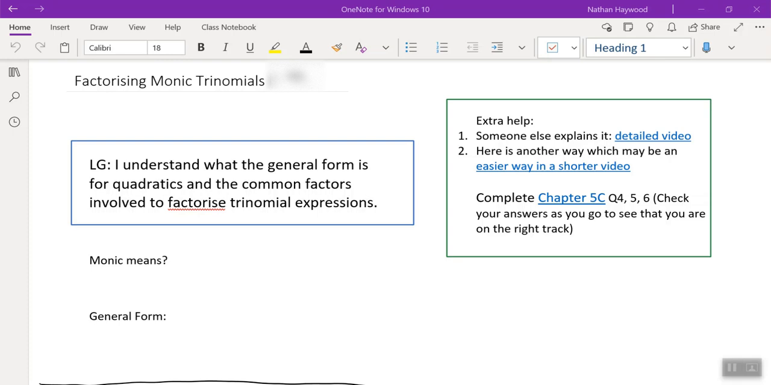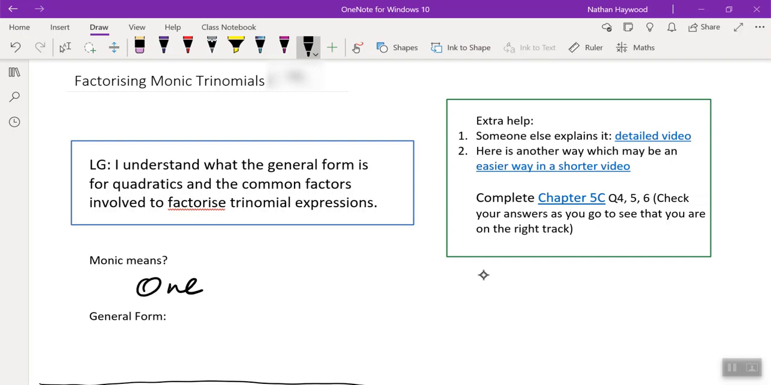Factorising monic trinomials. Hopefully most of you know what factorising means, finding the common factor. Monic. Does anyone know what monic means? One. A monic trinomial. So it's a quadratic with three numbers.